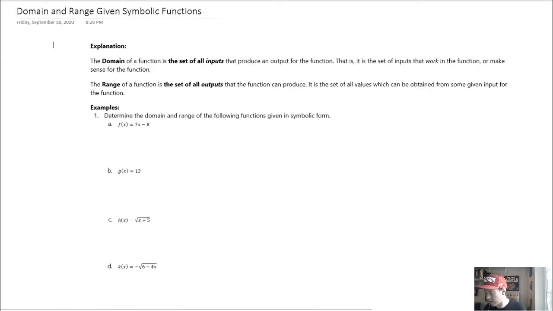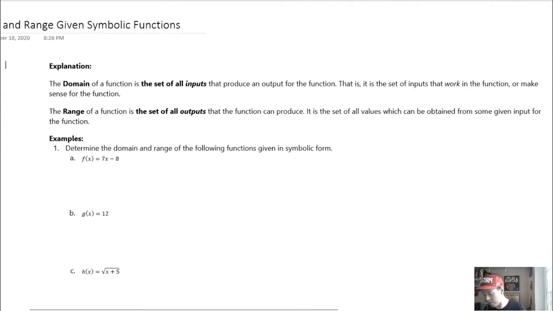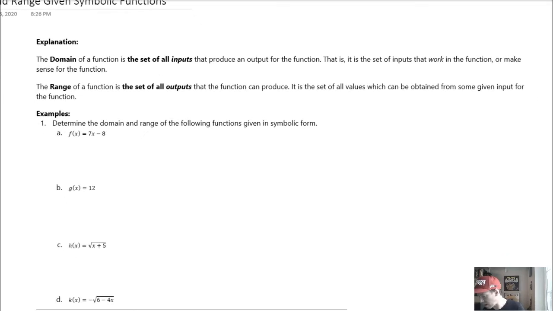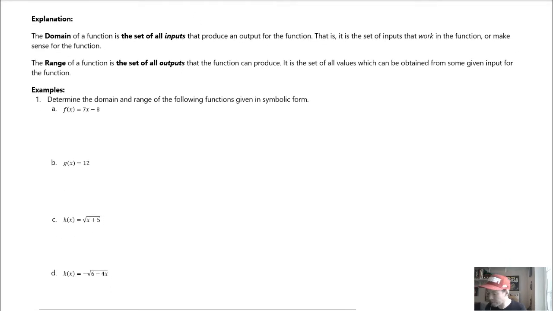So let's start with this explanation, this definition of domain and range real quick. The domain of a function is the set of all inputs that produce an output for the function. That is, it's the set of inputs that work in the function or make sense for the function. So it's anything that we can plug in and actually get something out for that specific number.